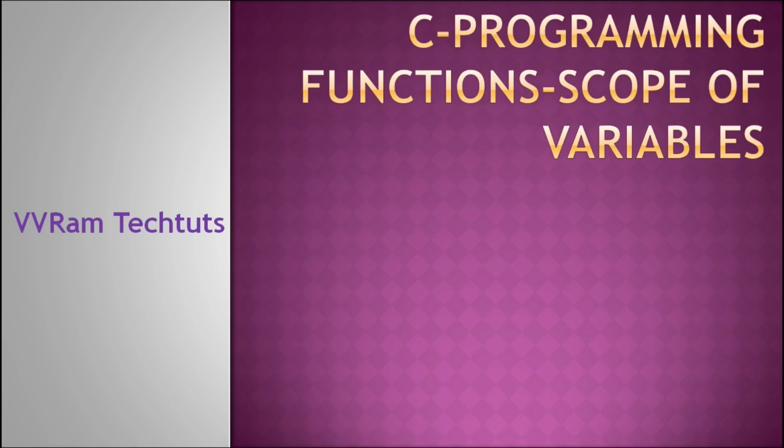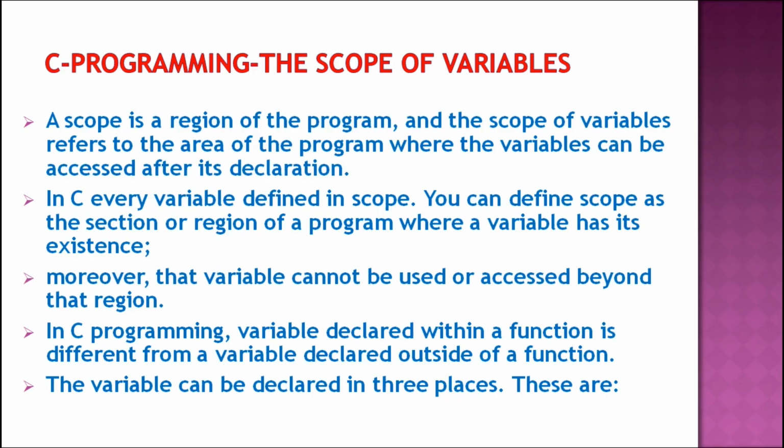In this video, we will learn C programming functions, scope of variables. The scope is a region of the program, and the scope of a variable refers to the area of the program where the variables can be accessed from its declaration. In C, every variable is defined in a scope. You can define a scope as the section or the region of the program where a variable has its existence. Moreover, that variable cannot be used or accessed beyond that region.